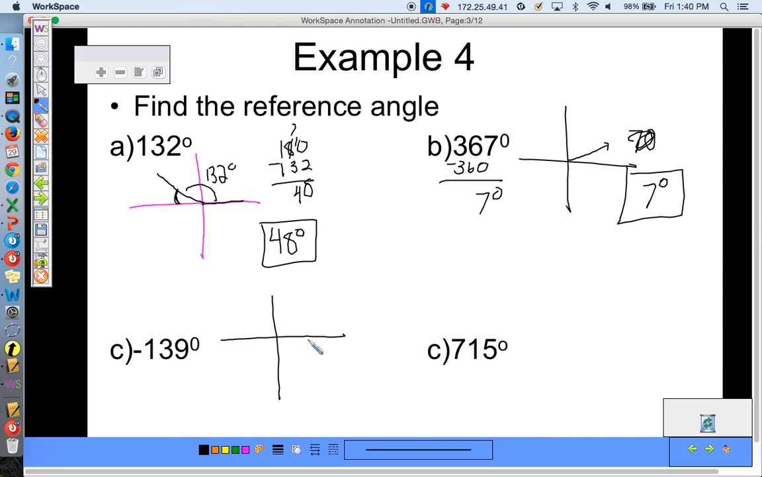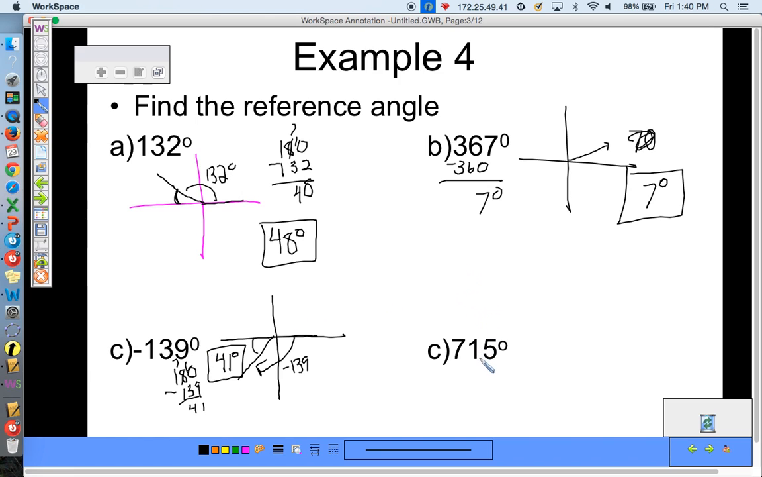Negative 139. Well, let's see, we're going clockwise, so this is negative 90. So negative 139 would be going this way. So we need to know that distance to the x-axis. Well, 180 minus 139. So our reference angle is 41 degrees.